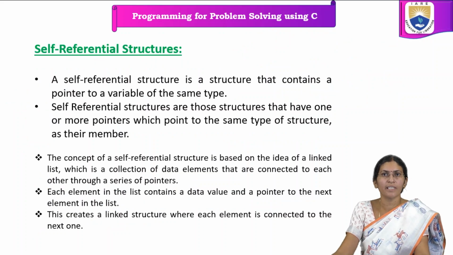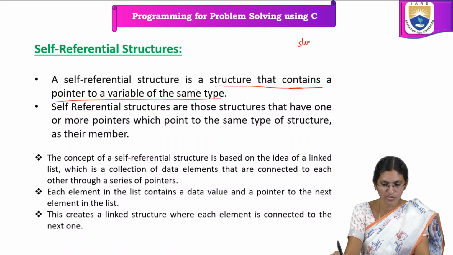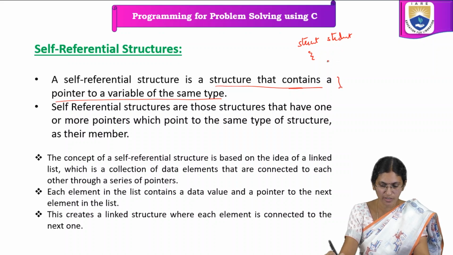Next one is self-referential structures. So what is a self-referential structure? It is also a structure that contains a pointer to a variable of the same type. Suppose we define a structure in this way, struct student, and inside this we write the members of the student: member 1, member 2 and so on at the last.